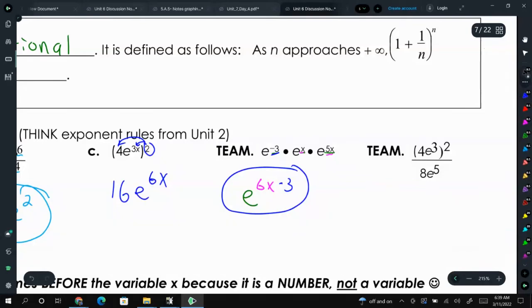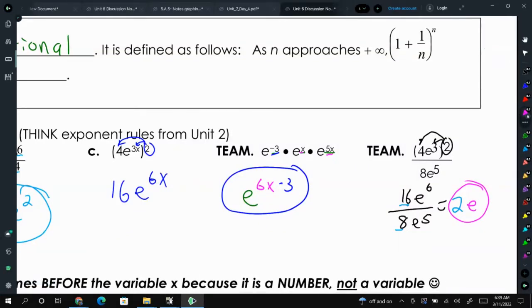Then this last one, we're going to distribute this. That's going to be 16e to the 6th power over 8e to the 5th. 16 divided by 8 is 2. And then e to the 6th over e to the 5th, we subtract. We get e to the 1st power, but you don't need to write that 1st power. So having that e there, we can treat it like a variable, but we also need to realize that it is not a variable. It is an actual value.